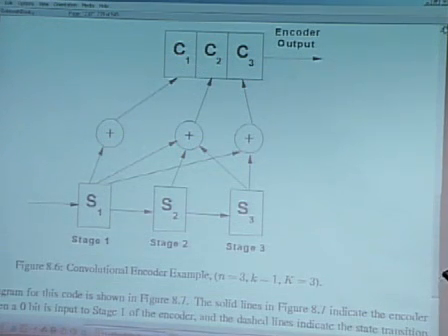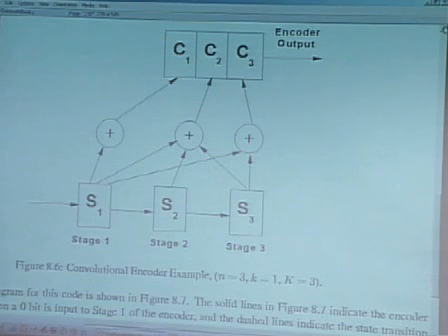The first bit of the code word is just equal to the bit on stage 1, right? The second bit of the code word, C2, is equal to the sum of the 3 bits in the stages. And C3 is equal to the sum of the first and the third. So that's a particular code that we're going to use as an example.